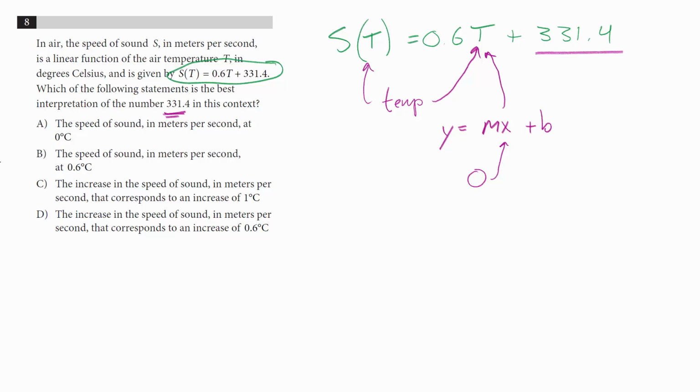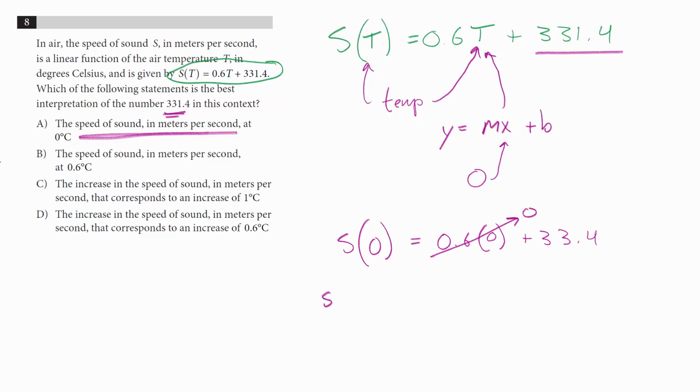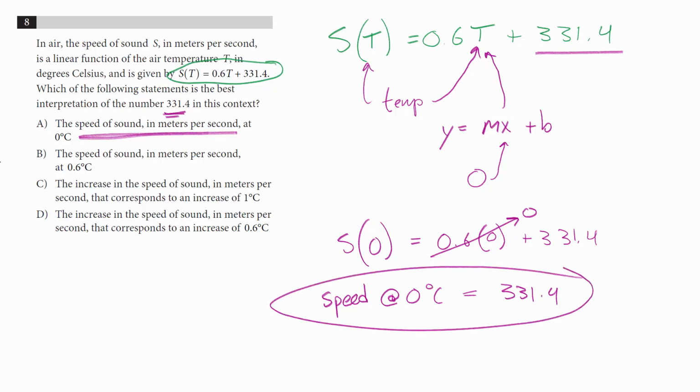The speed of sound in meters per second at 0 degrees C. So if we plug in 0 for T, 0.6 times 0 plus 331.4, the 0.6 times 0 cancels out to 0, and we know that the speed at 0 degrees C is going to equal 331.4. So that means that A is our answer.